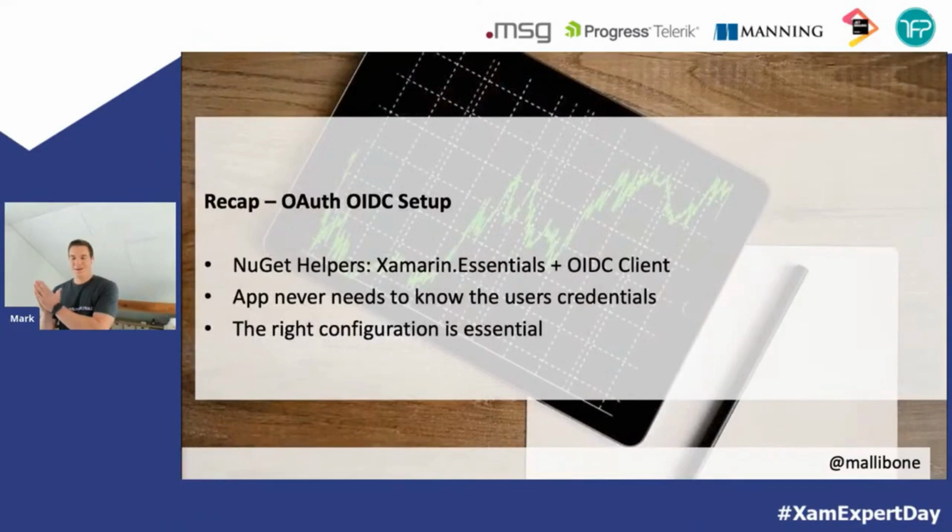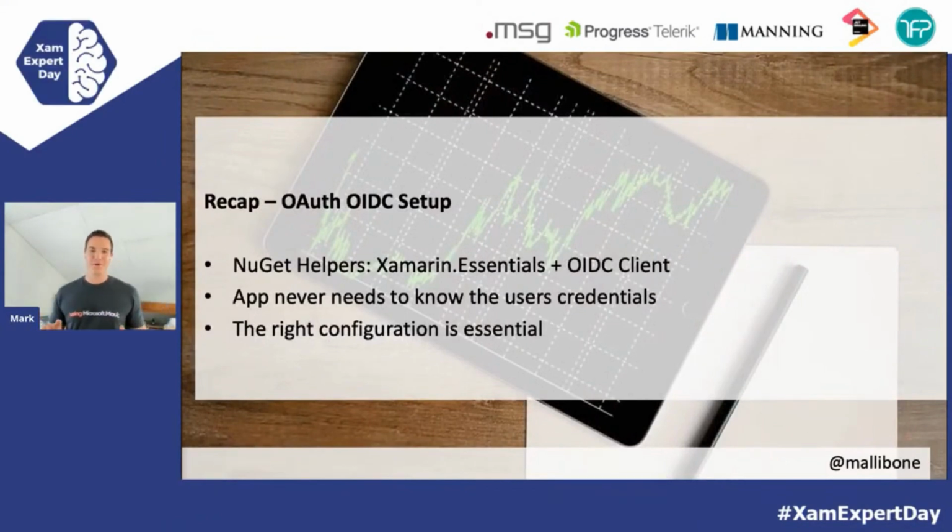Recap. The OAuth OIDC setup can be a bit confusing the first time you go through it, but there are actually a lot of steps that are taken care of. If you use Xamarin Essentials and the OIDC client, there are some small steps we still have to do, some configuration steps. I mean, yes, there was some code involved with the IBrowser, but the rest is mainly configuring the web request, like knowing which URL you're using, and still some configuration concerns of OAuth.